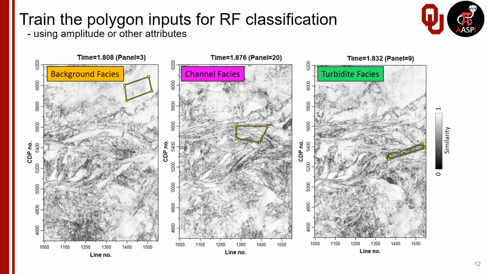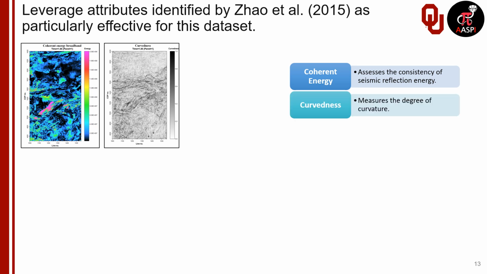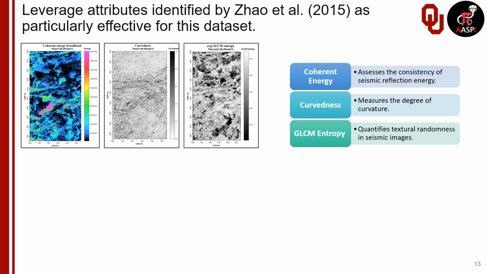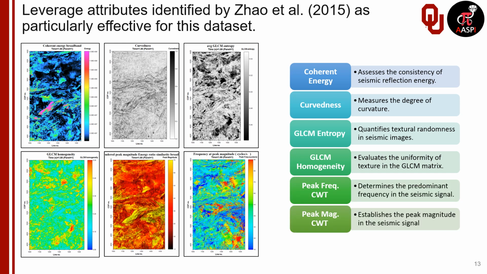In the AASPI software, we pick polygons as inputs for the random forest classification. This is just an example of a few of them that I picked when training this random forest model. And then we can calculate a bunch of different attributes in AASPI or any other software, honestly. Six of the ones that I calculated were based on a project that Tao Zhao did back in 2015, so he had already identified good attributes for this area: from coherent energy to curvedness, a couple of GLCM attributes, peak frequency, and peak magnitude. And these are the inputs to the random forest model.